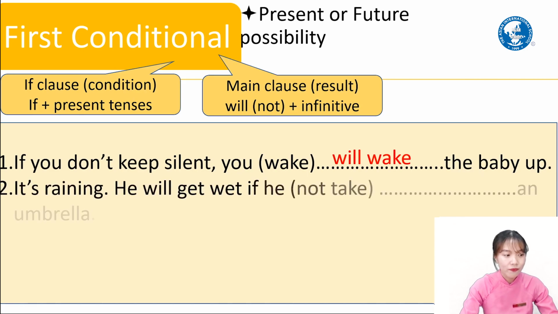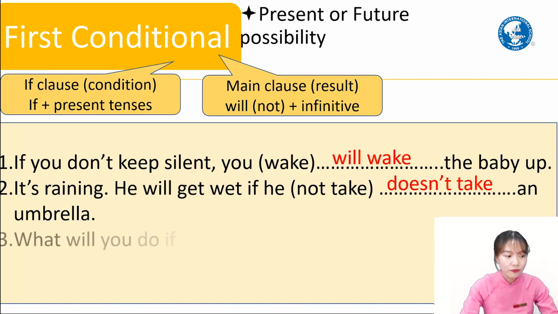The next one, it's raining. He will get wet if he blank an umbrella. The possible result here is he will get wet. And the condition here has the main verb in the present tense. Because the subject is he, the correct verb form is doesn't take. It's raining. He will get wet if he doesn't take an umbrella.